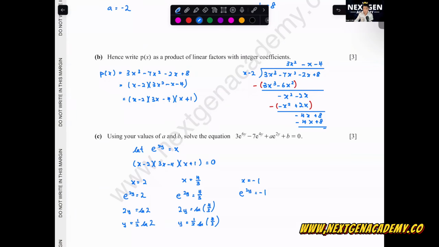The last one, this one can or not? E to the power of 2y equals negative 1. We should know that the e value cannot be negative. So this one we have to reject it. Cannot have. You only have two answers.